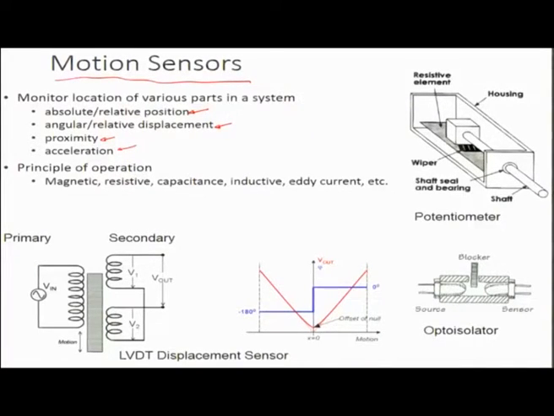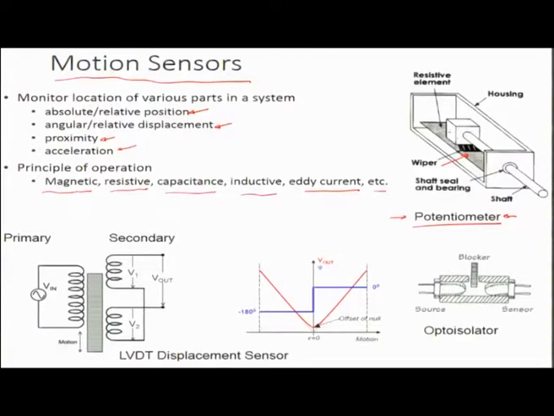The principles of operation are manifold. For example, there can be magnetic motion sensors, resistive sensors, capacitive sensors, inductive sensors, eddy current based, and a variety of other methodologies for doing sensing. Here are some examples. This is the very commonly used potentiometer, which is represented through this wiper, which wipes on this lower stage, which is a resistive element.